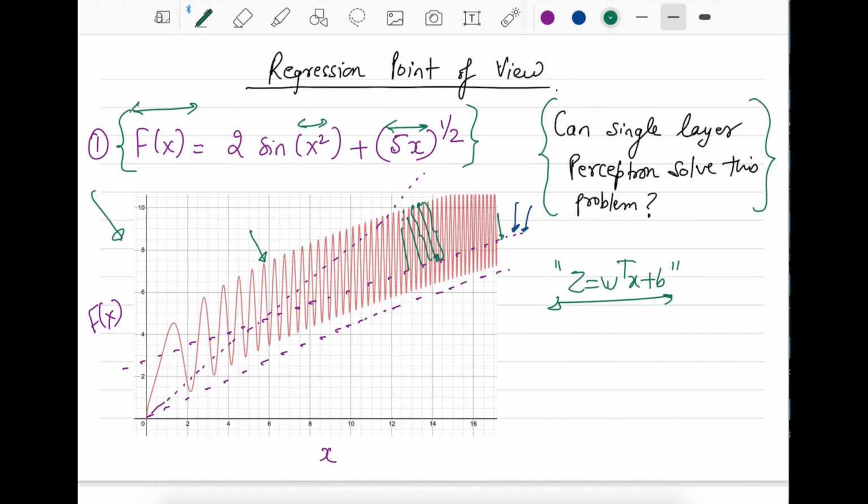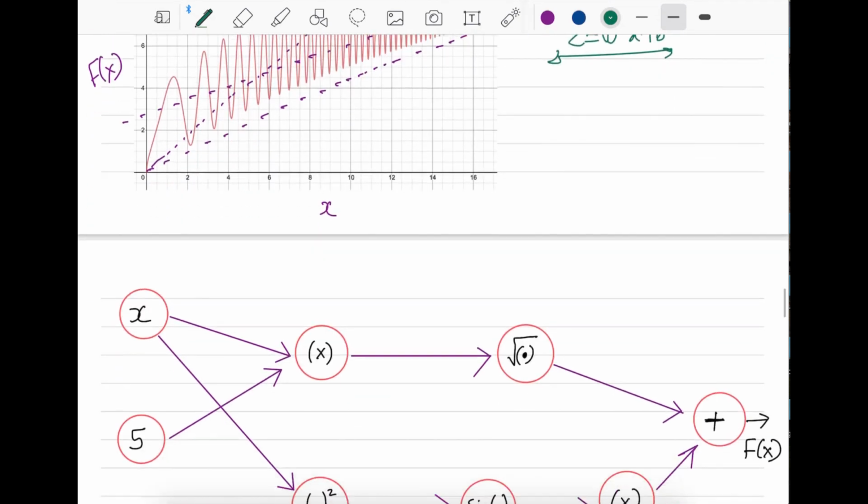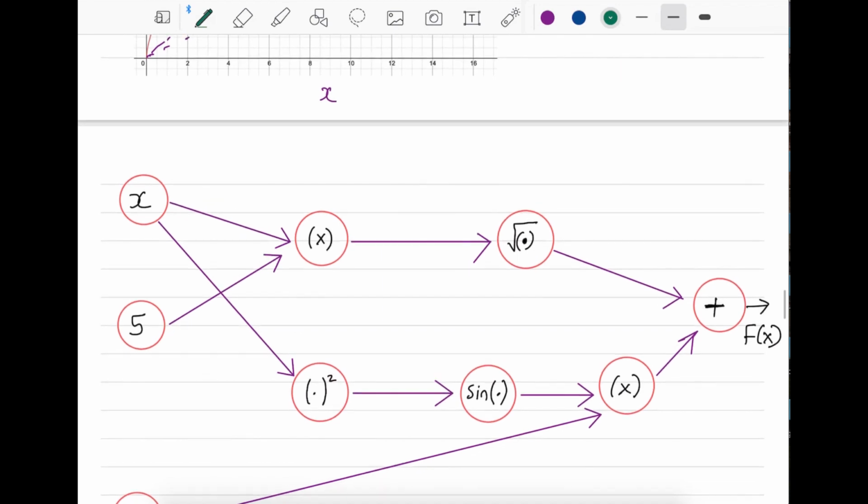So based on this, we have a motivation: can we try to use multiple layers in our neural network? Will it solve our problem? So let's see that. Now what I have done is I have represented this equation.